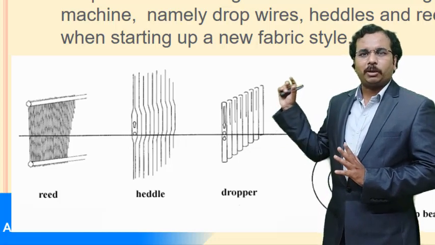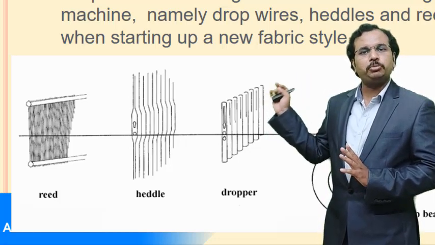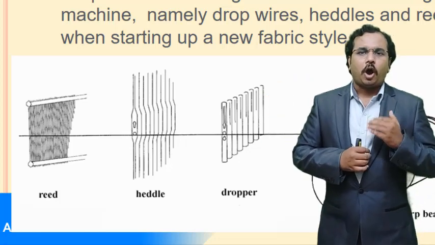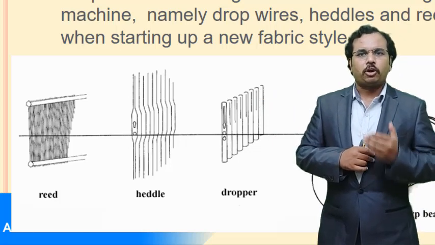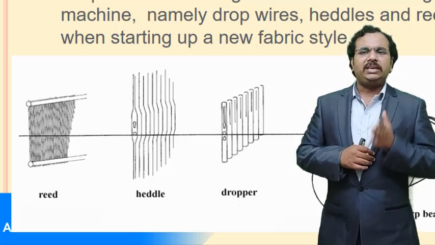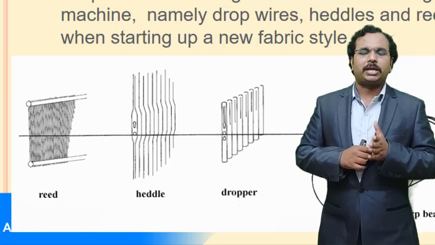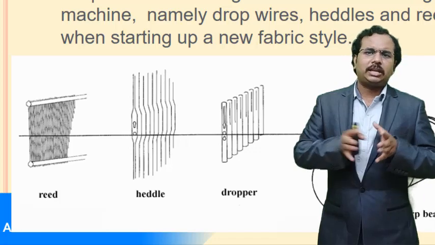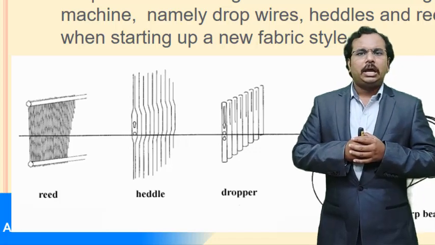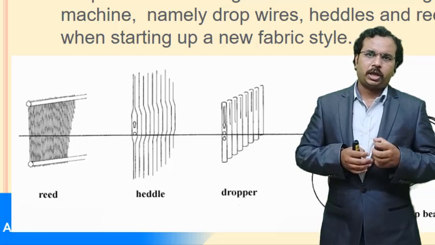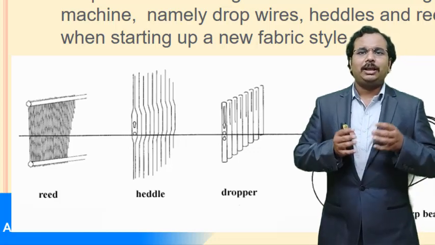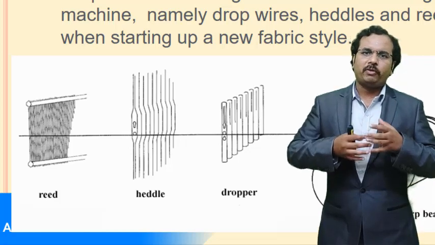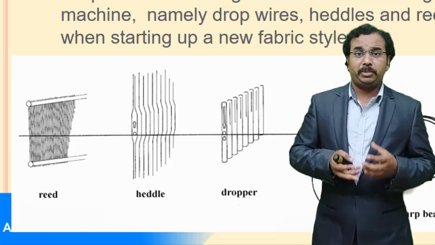Now these 5,000 warp threads are drawn in such a manner that odd-numbered warp threads are drawn through heddle frame number 1, and even-numbered warp threads are passed through heddle frame number 2. For understanding, I have given a plain woven fabric structure. After drawing like this, you will get the plain woven fabric structure. So the design of the fabric is plain.